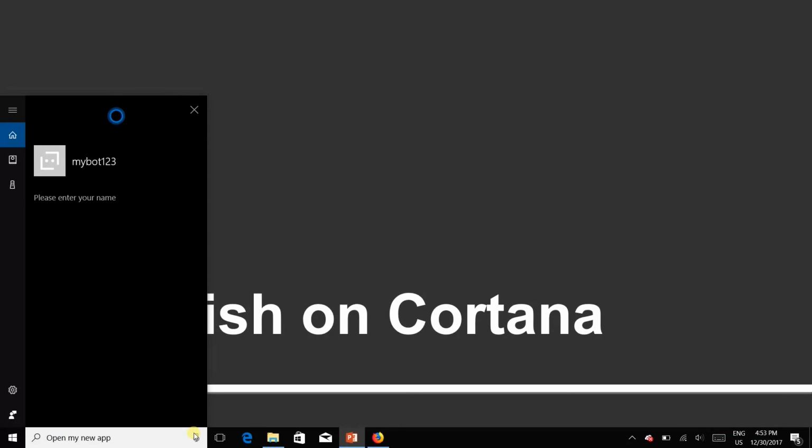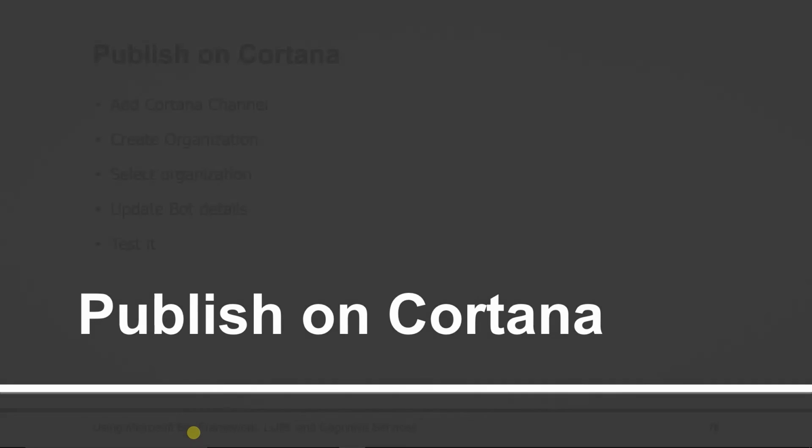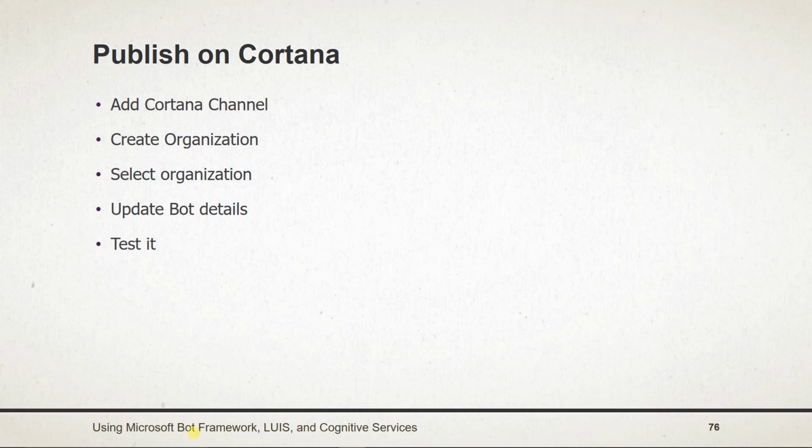Let us see what we have learned in this session. First of all, we added Cortana configuration and we created an organization in the Knowledge Store. After creating an organization, we need to update it in the bot service. From Knowledge Store, we can manage the name, invocation and icon for this bot.